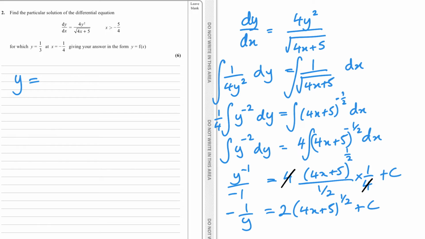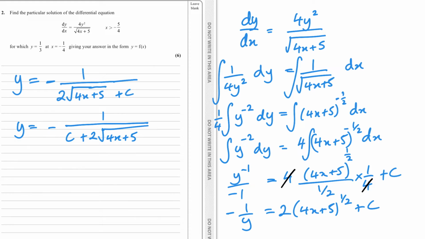So this is going to be y equals minus 1 over 2 root 4x plus 5, and then don't forget the plus c is also on the bottom. So I could put it this side or I could have put it the other side. I think I prefer it written this way around a little bit. It's a little bit clearer that it's outside of the root there.